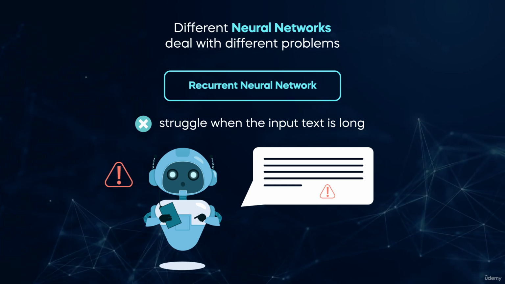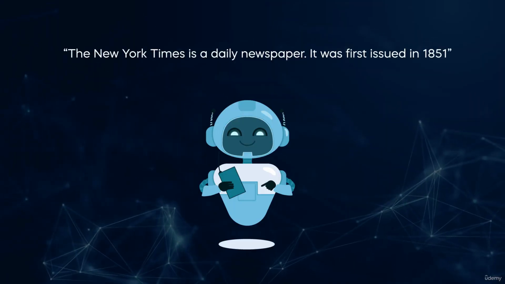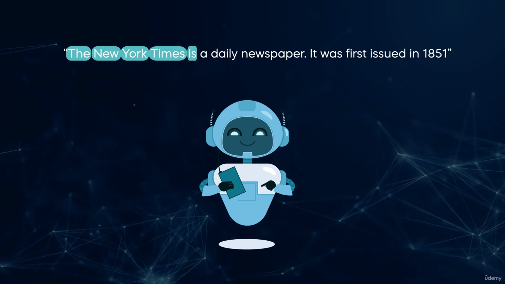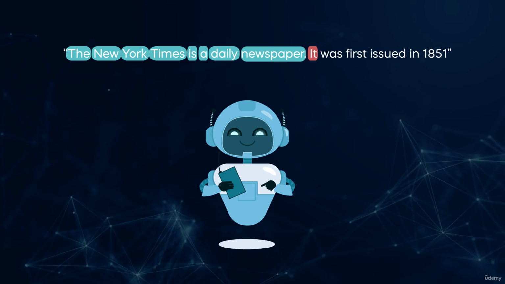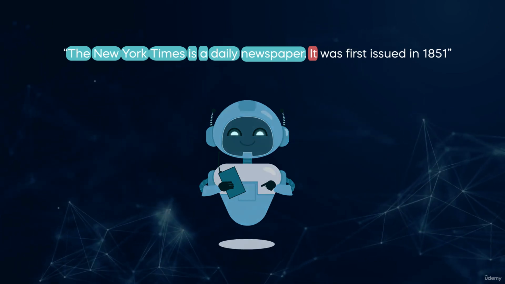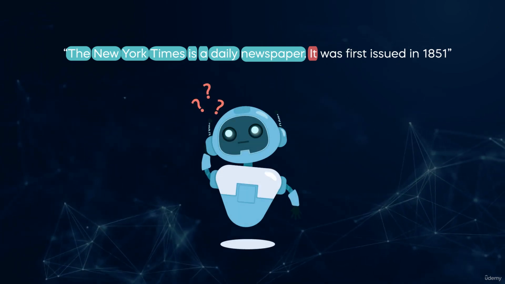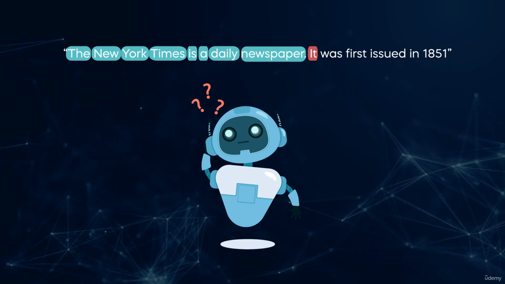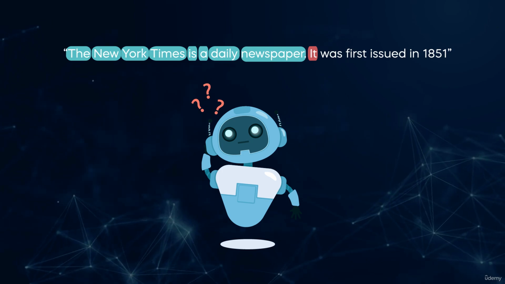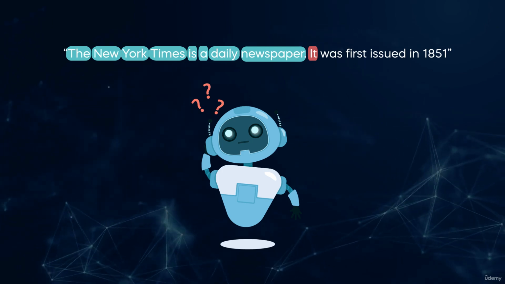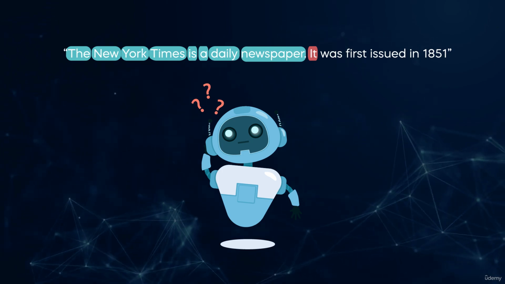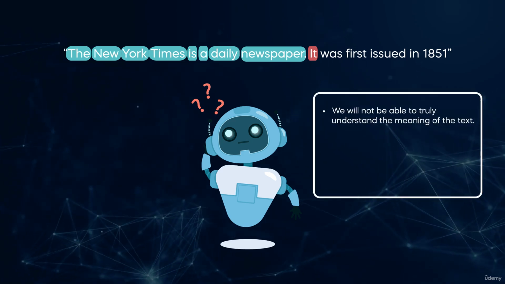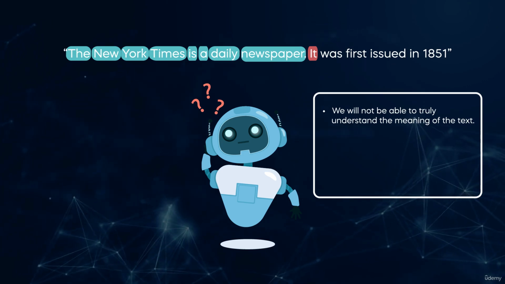Take, for example, the following sentence. The New York Times is a daily newspaper. It was first issued in 1851. In the second sentence, "it" refers to the New York Times from the first sentence. But we would only know this if we were able to keep in memory what was mentioned in the first sentence. If we were only able to look at each token at a time, or tokens that are very close to each other, then we would not be able to truly understand the meaning of the second "it", and thus the meaning of the whole text may be lost or misunderstood.